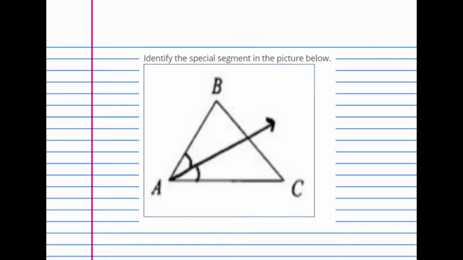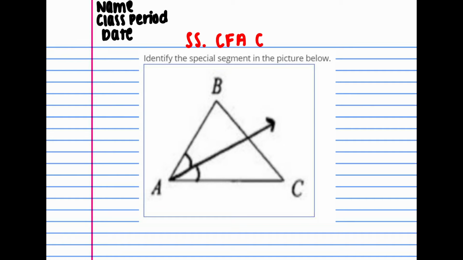So remember, on your paper you need to have your correct title, which includes your name, your class period, so you're either 1V or 2V. If you don't know, make sure you check out Google Classroom, and then finally the date. You also need to make sure you have the title on here. We're going to call this the SS, which is for special segments, CFA corrections. If you do not have the correct heading or title, I will not give you credit.